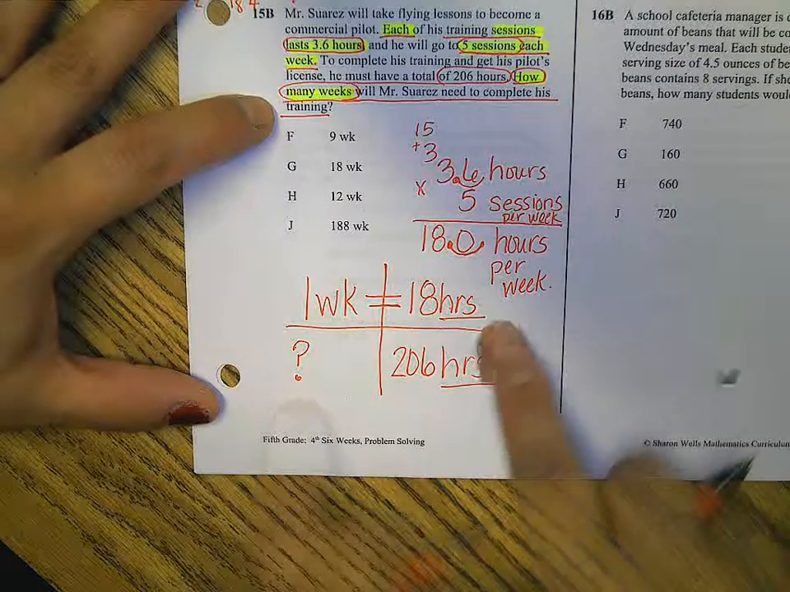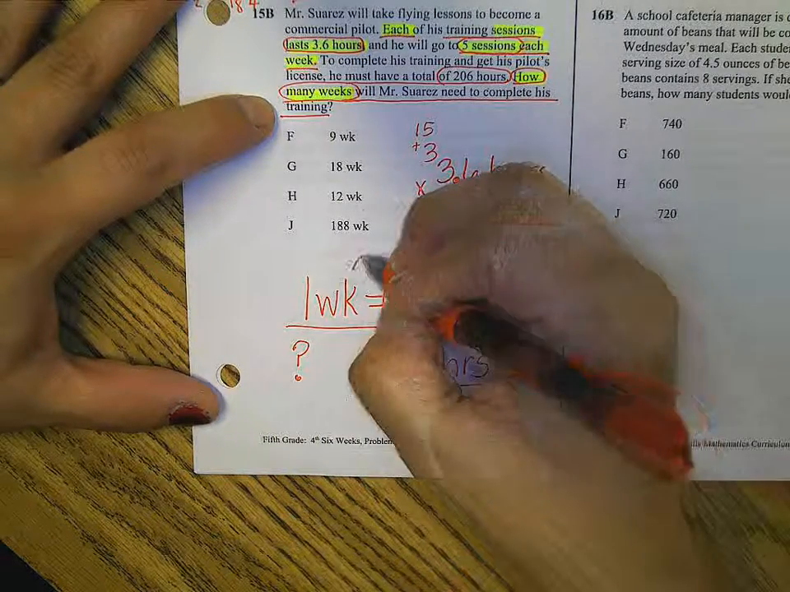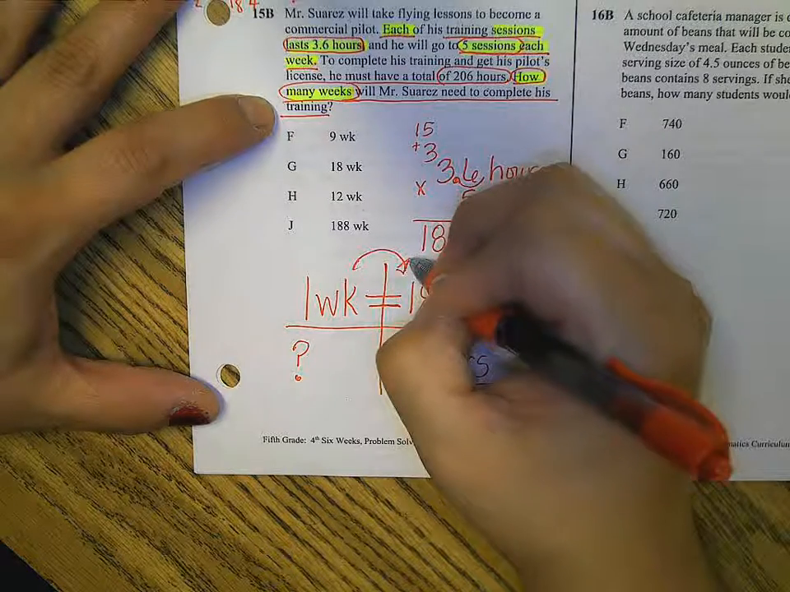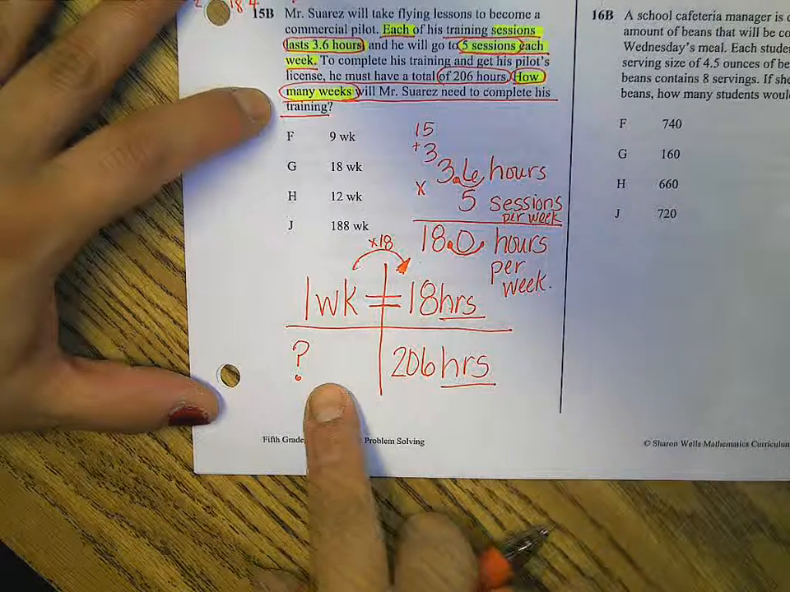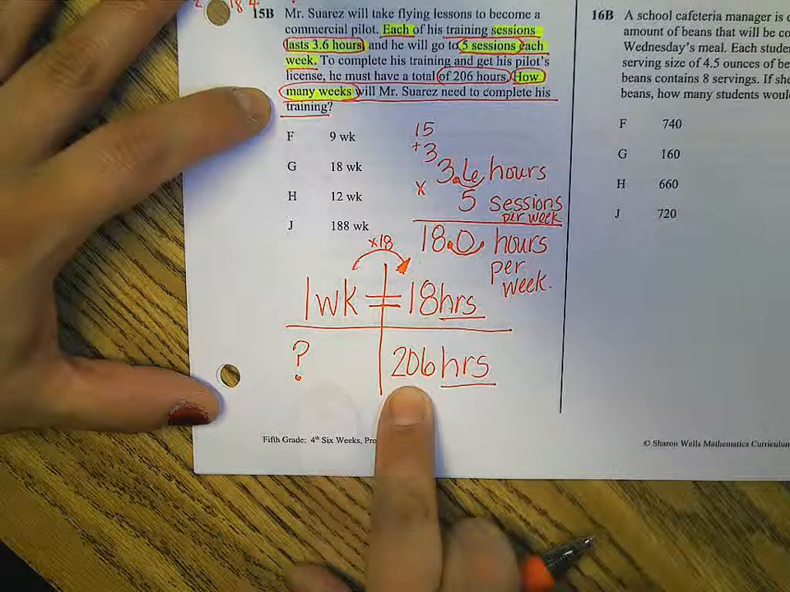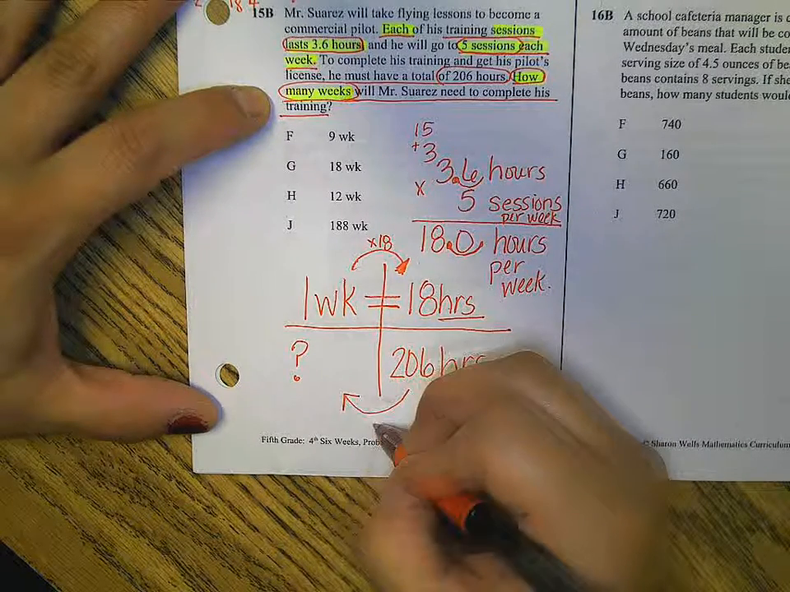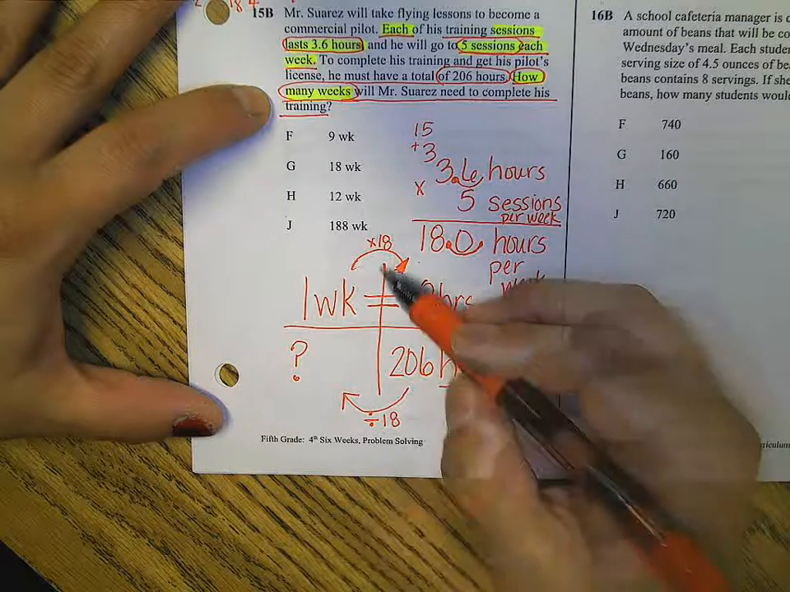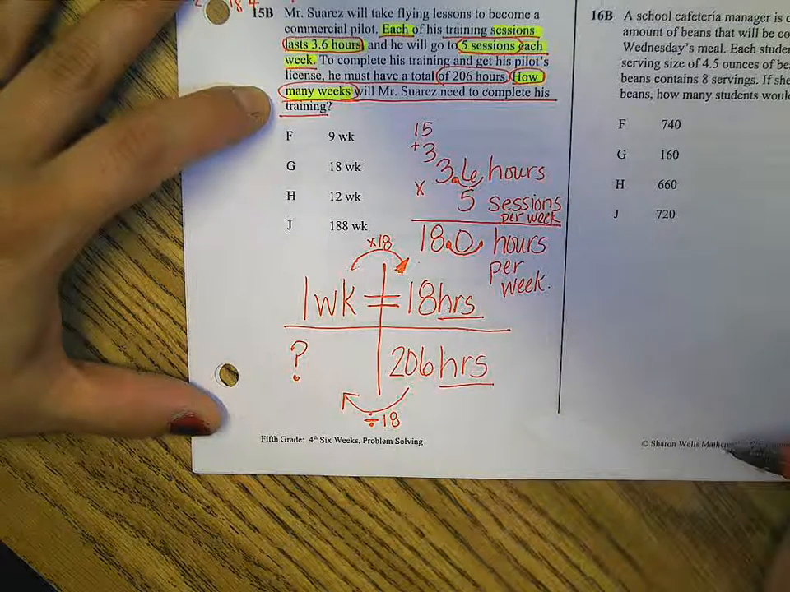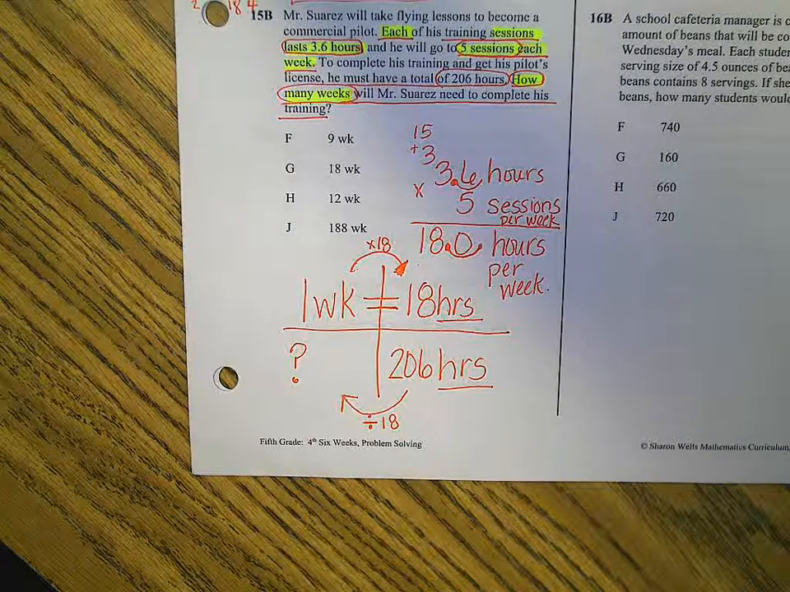So here's what we're doing. We're going from 1 to 18 going this way, right? Except that would be 1 times 18. Do I have anything starting here going that way? No. So here, working backwards means I have to divide. I have to do the opposite. Anybody confused as to why I'm doing the opposite? Okay, Aiden.